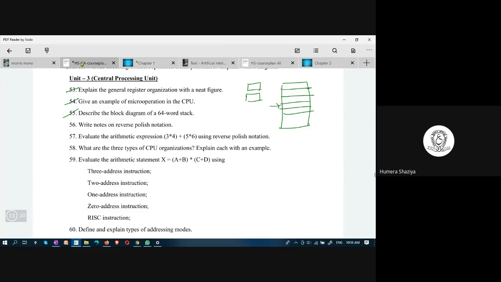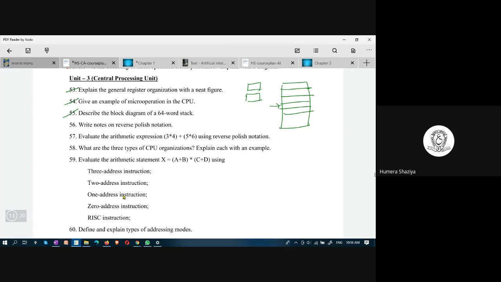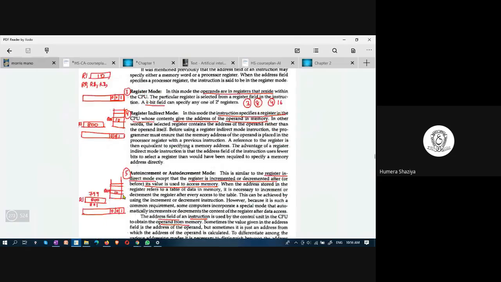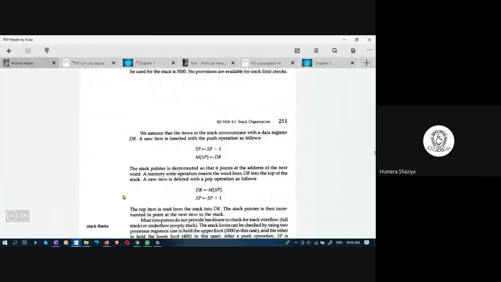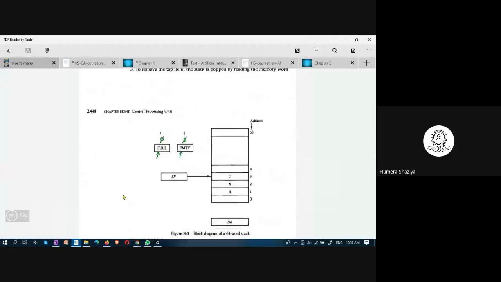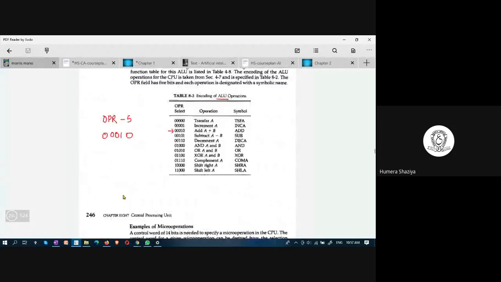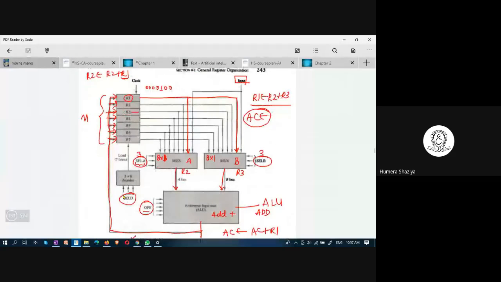Okay, I am also confused here. Let us look at it. Okay, we will look from the beginning. Prefix is actually Polish notation. Postfix is reverse Polish notation.